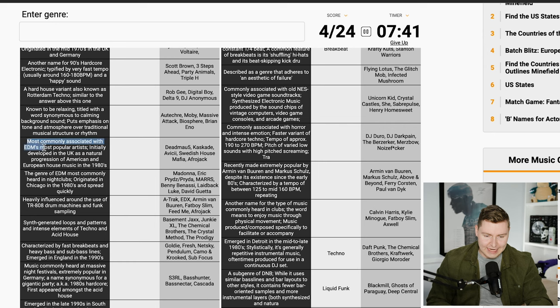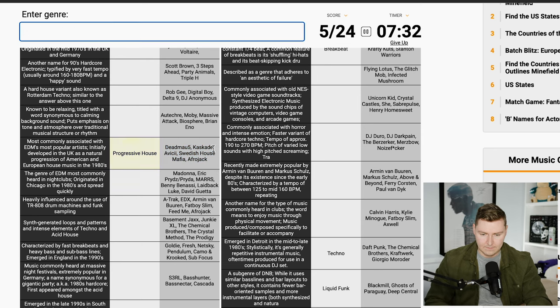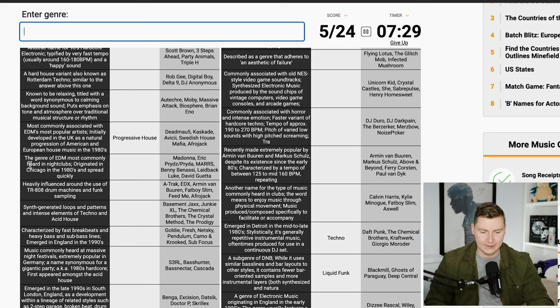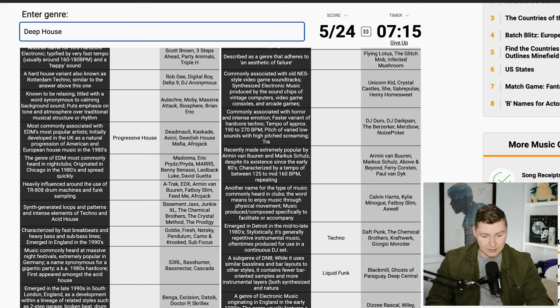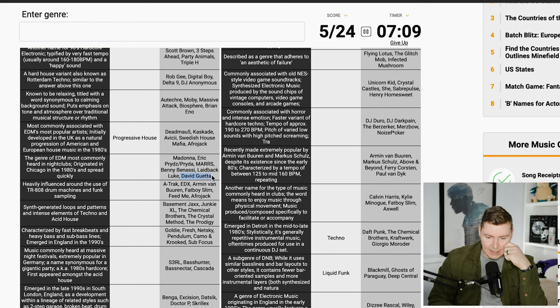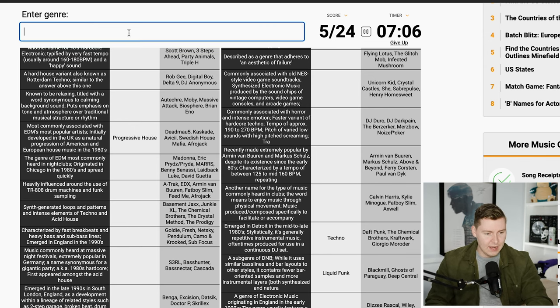Most commonly associated with EDM's most popular artists. Initially developed in the UK as a natural progression of American and European house music. Deadmau5, this is progressive house. Great. I actually got one right, one for one. Okay. The genre of EDM most commonly heard in nightclubs, originated in Chicago in the 1980s and spread quickly. Madonna? Eric Prydz, Mars, Benny Benassi. Are we talking deep house here? Or is this garage? No, it's not garage. David Guetta. And it's not deep house? What? It's not commercial house.